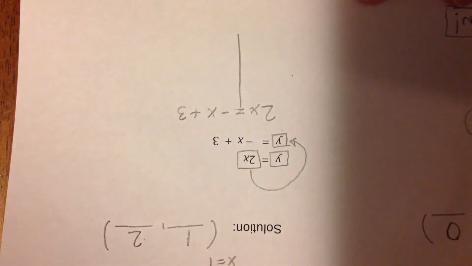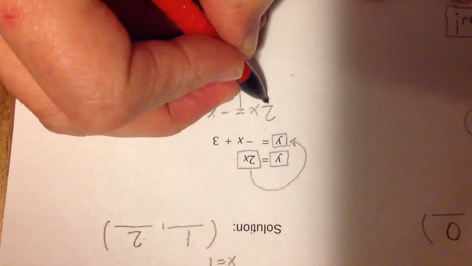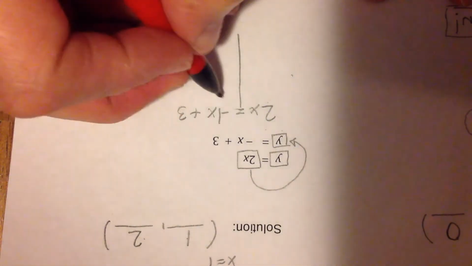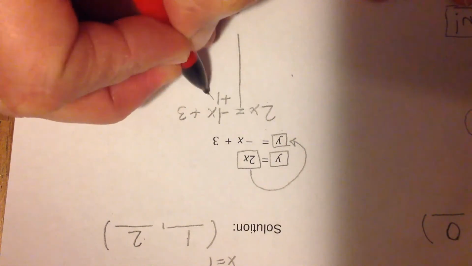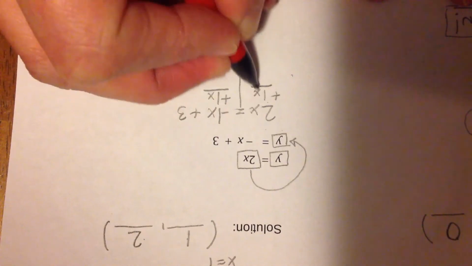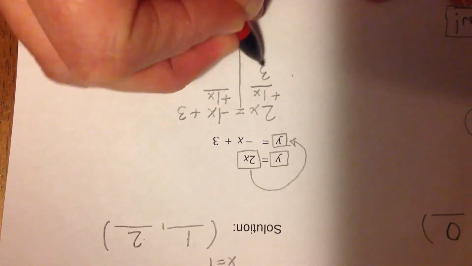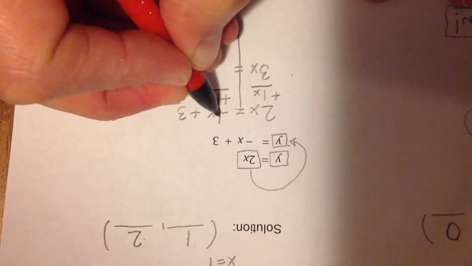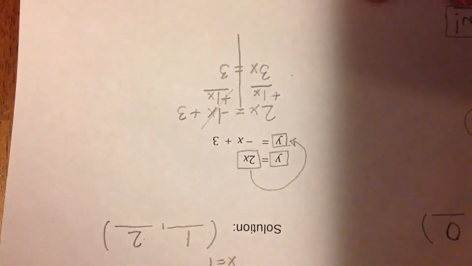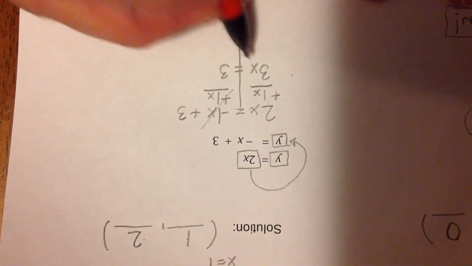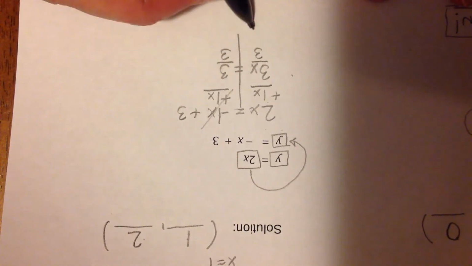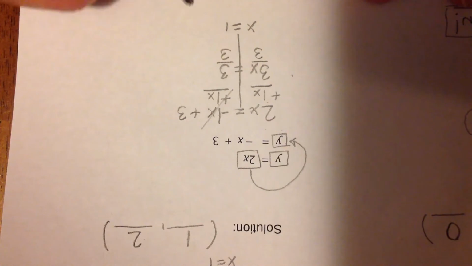Now I'm looking for my smallest coefficient. I have a coefficient of 2 here and a coefficient of negative 1 there. I'm going to move the negative 1x by adding 1x to both sides. 2x plus 1x over here is 3x. Negative 1x plus 1x is 0, and I'm only left with 3 on this side. So to get rid of the 3, I have to divide both sides by 3 to get the x by itself, and 3 divided by 3 is 1.